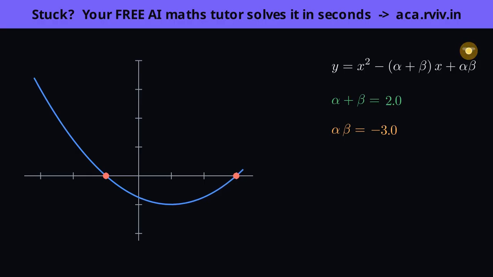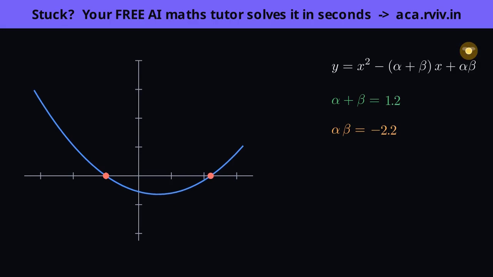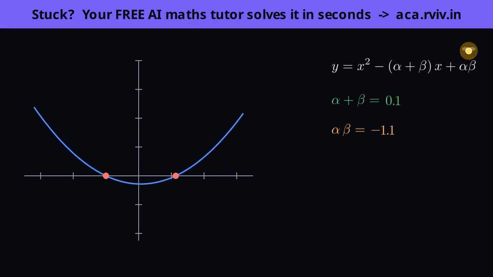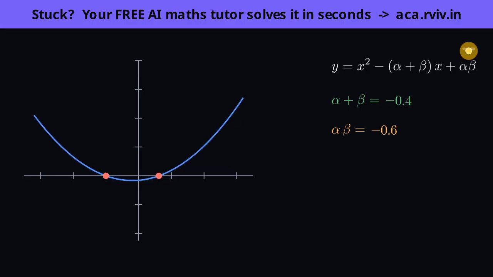Now slide it back through the origin. The moment the two zeros sit on opposite sides of 0, one positive, one negative, their product flips to negative, exactly as multiplying a positive by a negative demands. The sign of that constant is literally telling us whether the zeros share a side.